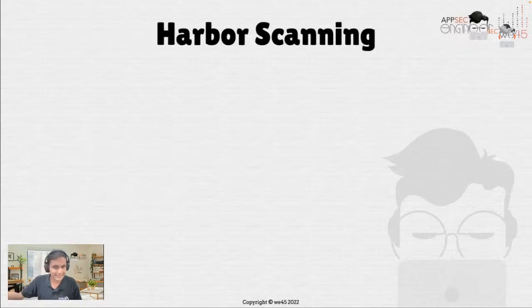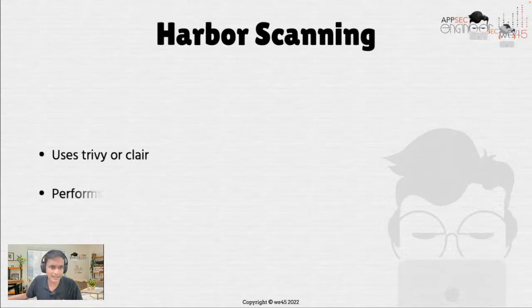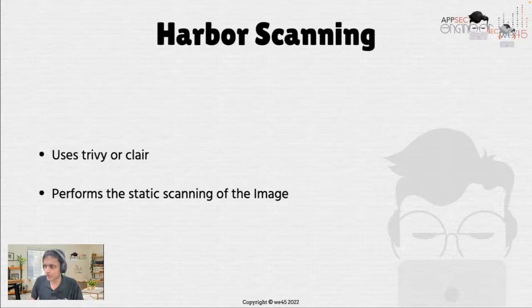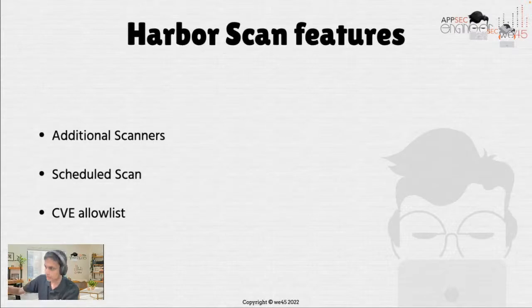Additionally, if you want to do it on ECR, that's something you can do as well. So Harbor essentially uses Trivy or Clair, and it's going to be performing a static scan on the image. Now, Harbor does have a few additional features as well. You can add additional scanners like Anchore if you want. If you want scheduled scans, that is something you can do as well. You can start scheduling scans and run scans every week.